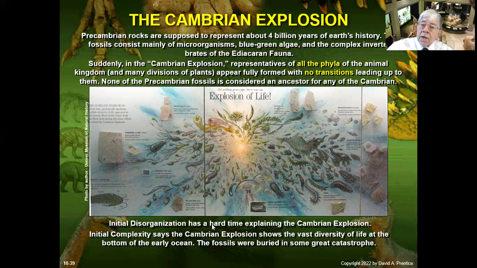Initial disorganization evolution has a hard time explaining the Cambrian explosion. Initial complexity says this was mainly an ecological community or several ecological communities. It shows the vast diversity of life at the bottom of the early ocean. The fossils were buried under water-deposited sediment in some great catastrophe. I can think of a great catastrophe. Can you?